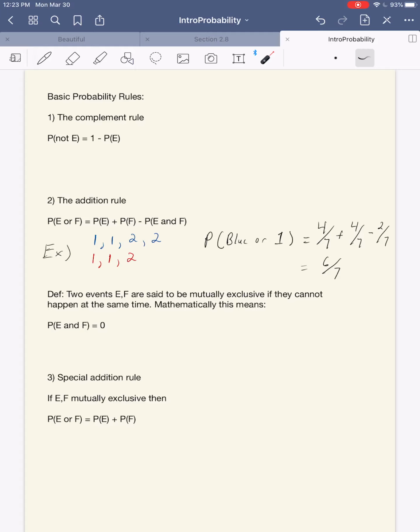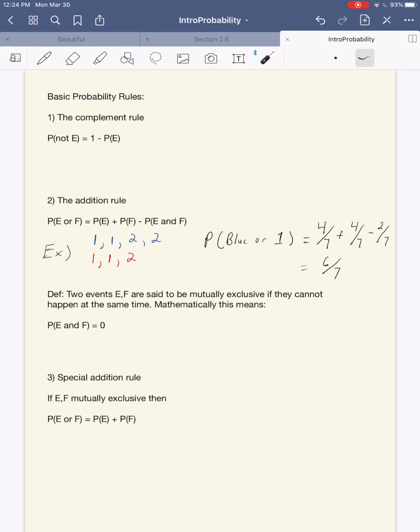Well, if you have two things that are mutually exclusive, then this addition rule becomes a little bit simpler, and we call this the special addition rule. So the special addition rule says that if E and F are mutually exclusive, then P of E or F is just P of E plus P of F. In other words, if the two events are mutually exclusive, there is no overlap, so you can just go ahead and directly add the probabilities. So this special addition rule only applies when things are mutually exclusive, and it says when things are mutually exclusive, then you can just simply add and you don't have to worry about any overlap.